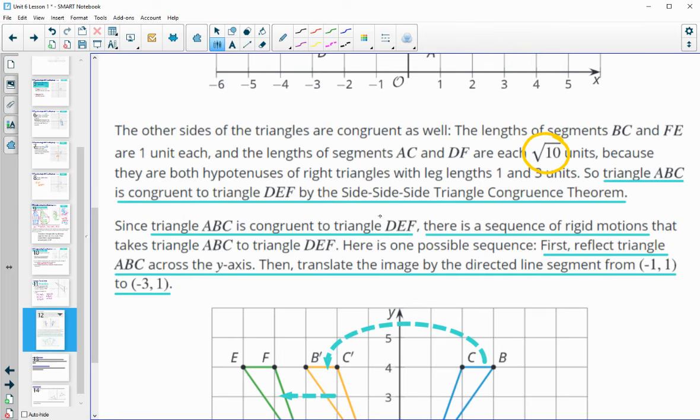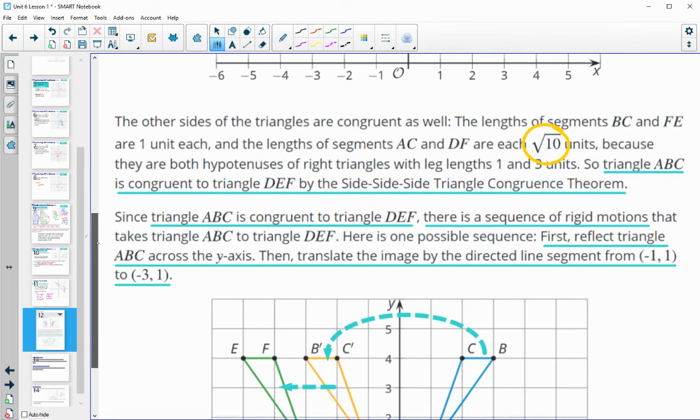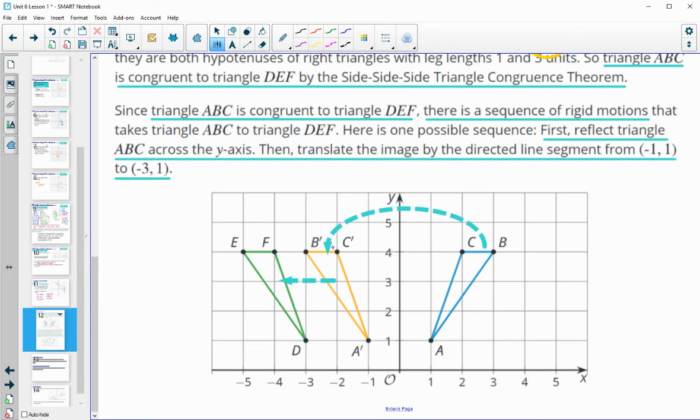Since the 2 triangles are congruent, that means there's a sequence of rigid motions that takes one to the next. So they've provided a possible sequence here. For them, they decided to reflect it across the y-axis first. So reflect ABC across the y-axis, then translate it 2 units to the left to have it land right on top of triangle EFD.